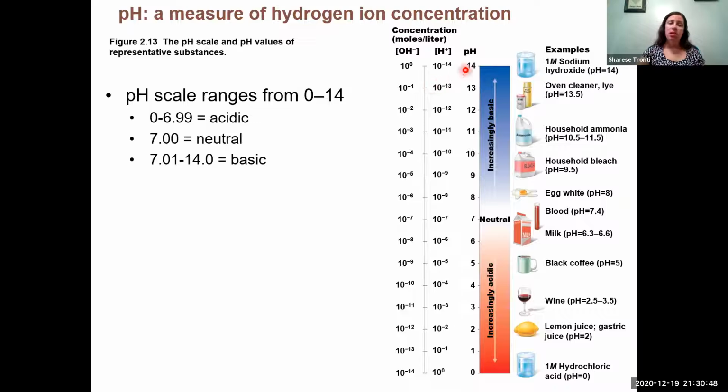We also use this pH scale, these numbers from 0 to 14, to measure the acidity or the basicness of a compound. Something that's very acidic is going to be a 0. Something that's very basic is a 14. And also something that's important to note here.